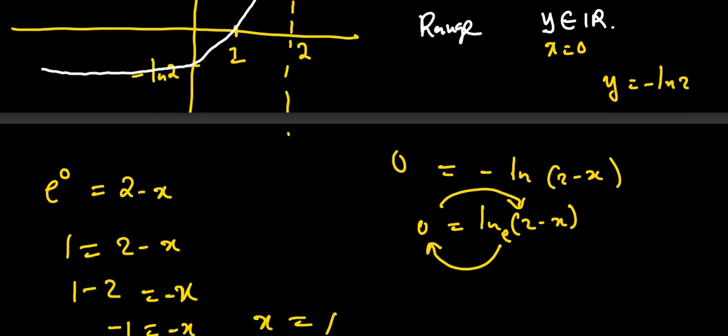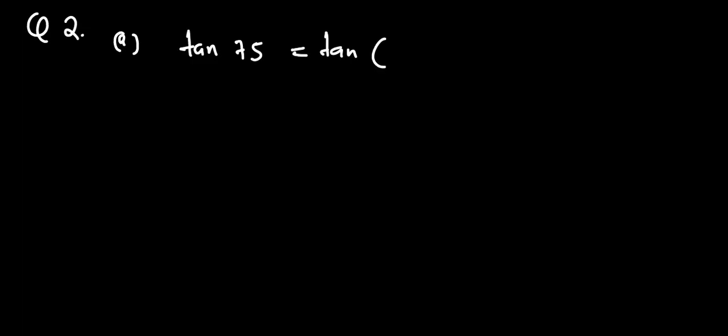Then question 2. Question 2 simply says find the exact value of the following. So question 2 is on trigonometry. So question 2a, they want us to get the exact value of tan 75. We break it down because 75 is already in the first quadrant, right? So we're going to just look for special angles between 30, 45, and 60 that give us a 75.